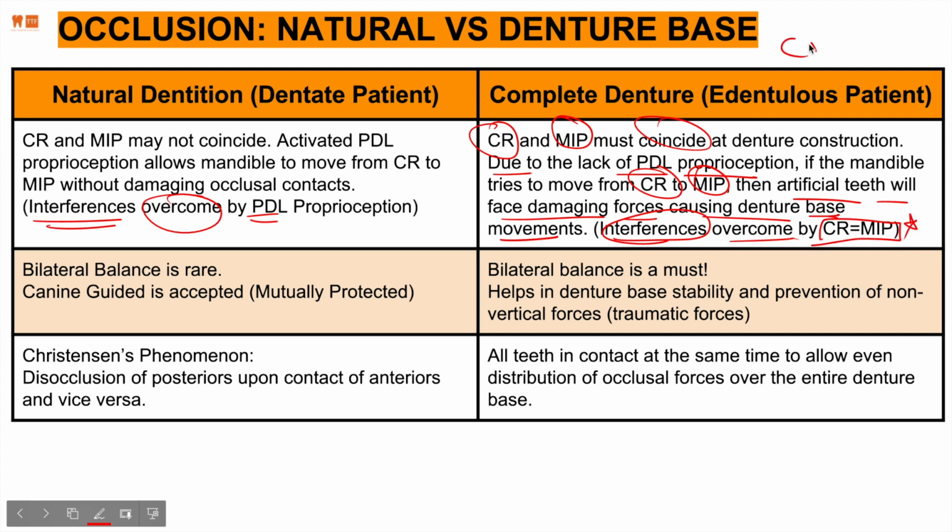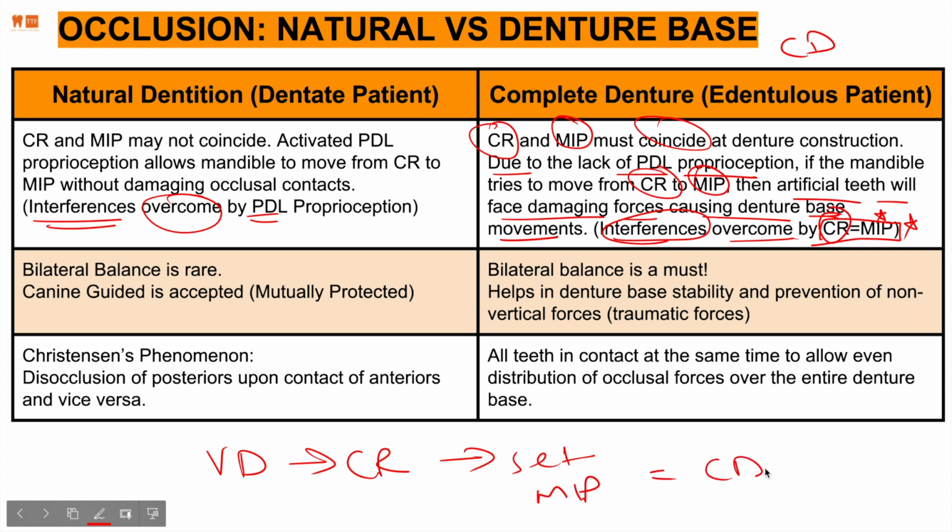So when we're making a CD, a complete denture, and when we're setting teeth in maximum intercuspation, we will set them at the pre-recorded centric relation. Remember, we do vertical dimensions, then we do horizontal dimension, which is centric relation, then we set teeth, which is in maximum intercuspation. That makes our complete denture complete. So when we set our teeth in maximum intercuspation, we already have a predetermined centric relation. That's where we will set those teeth to avoid any instabilities. Fair enough?